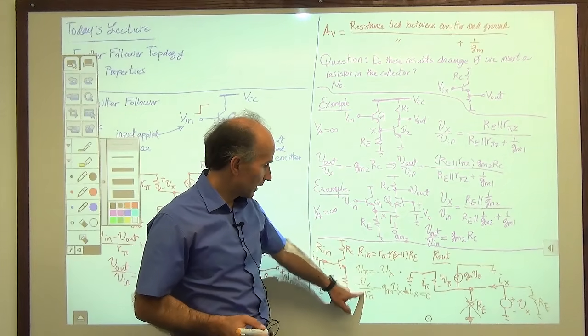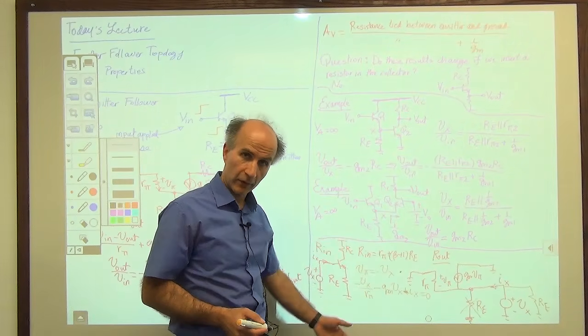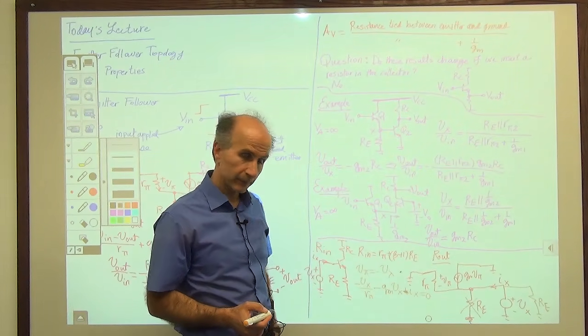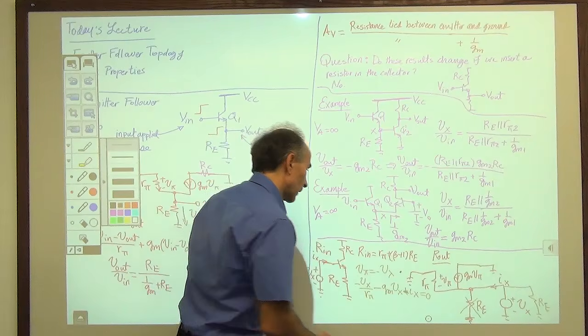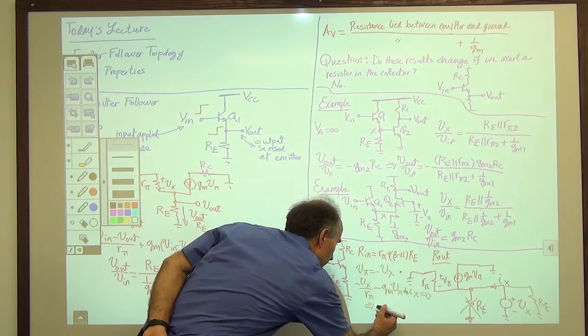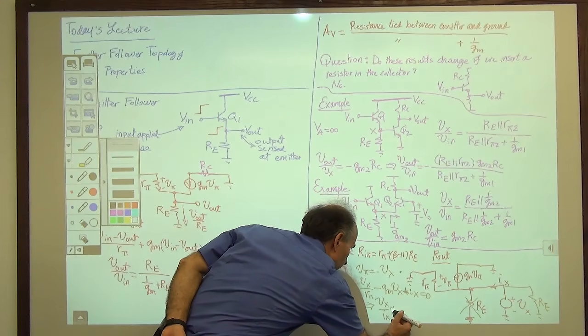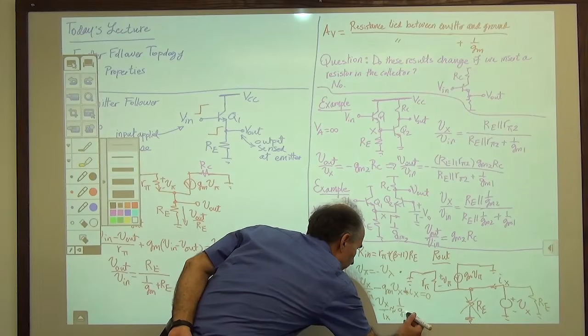In a sense, we are neglecting the base current compared to the collector current, right? V pi over R pi versus Gm V pi. Okay. So that tells us that Vx over Ix is approximately equal to 1 over Gm.